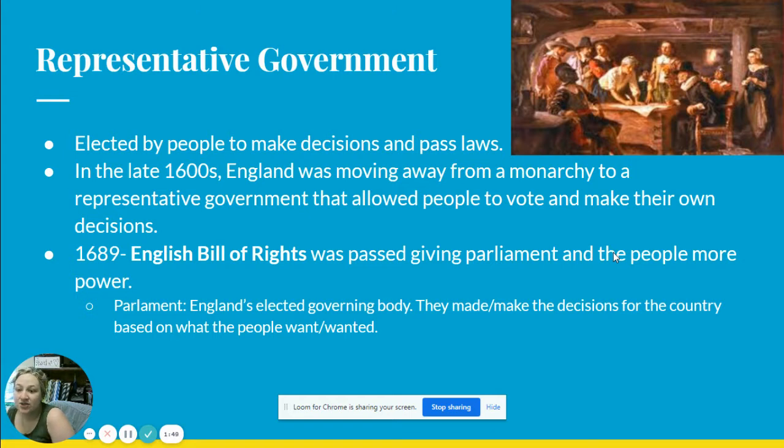So a representative government is elected people that make decisions and pass laws. In the late 1600s, England was moving away from a monarchy, remember that monarchy is a king and a queen, to a representative government that allowed people to vote and make their own decisions. In 1689, the English Bill of Rights was passed, giving Parliament and the people more power. So it gave people more power to vote and make their own decisions. So Parliament was England's elective governing body. They made, and still do, make decisions for the country based on what people want or wanted.